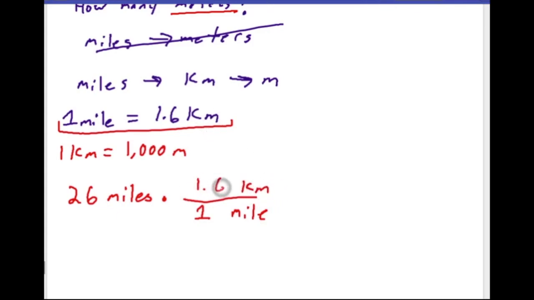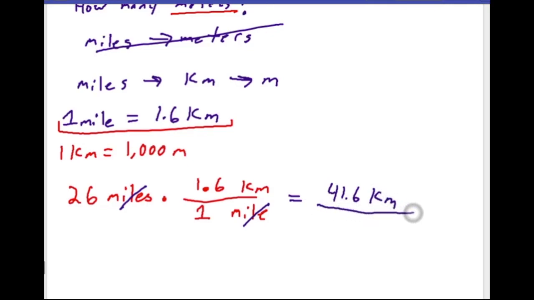So 1.6. Now we can multiply it through and then get kilometers. And since this is our first problem, we'll just take things super easy and do that. So miles divided by miles cancel out. And then 26 times 1.6 gives us 41.6 kilometers.